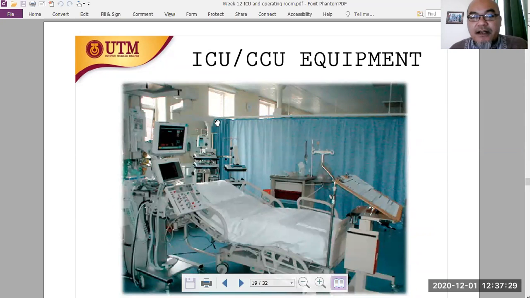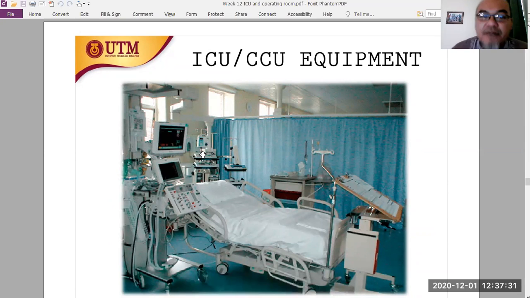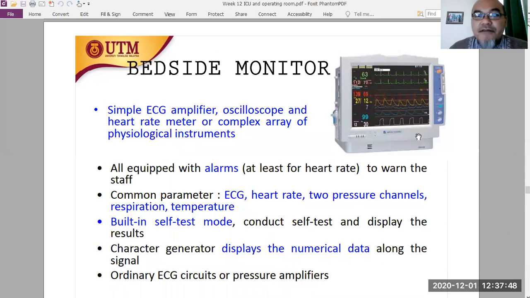So this is how an ICU, ICCU looks like. This is the bedside monitoring equipment, having monitoring of ECG, blood pressure, and other vital signs. And then the bed itself. So this one is the bedside monitor, a simple ECG amplifier. You can see here on the upper part the ECG wave. Then here is, I think, the blood rate.